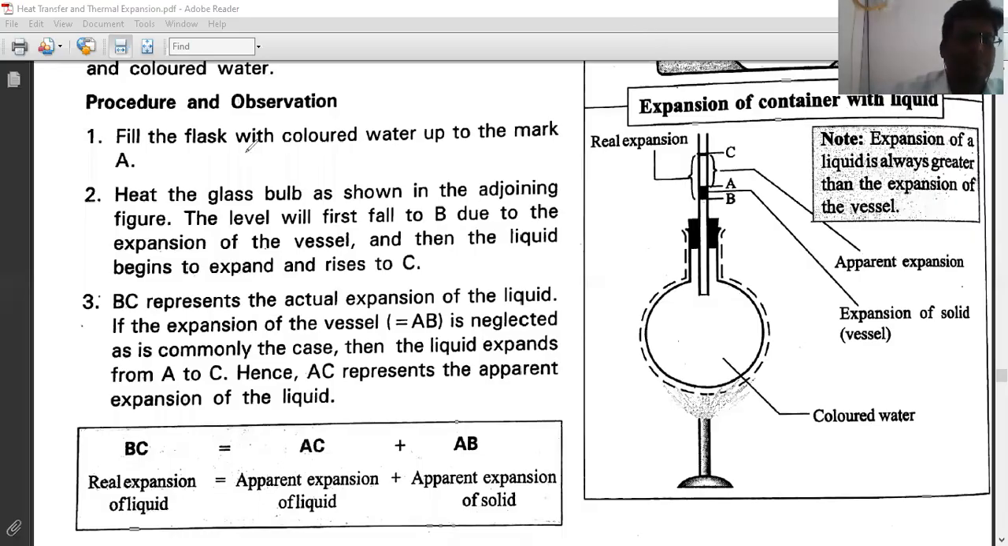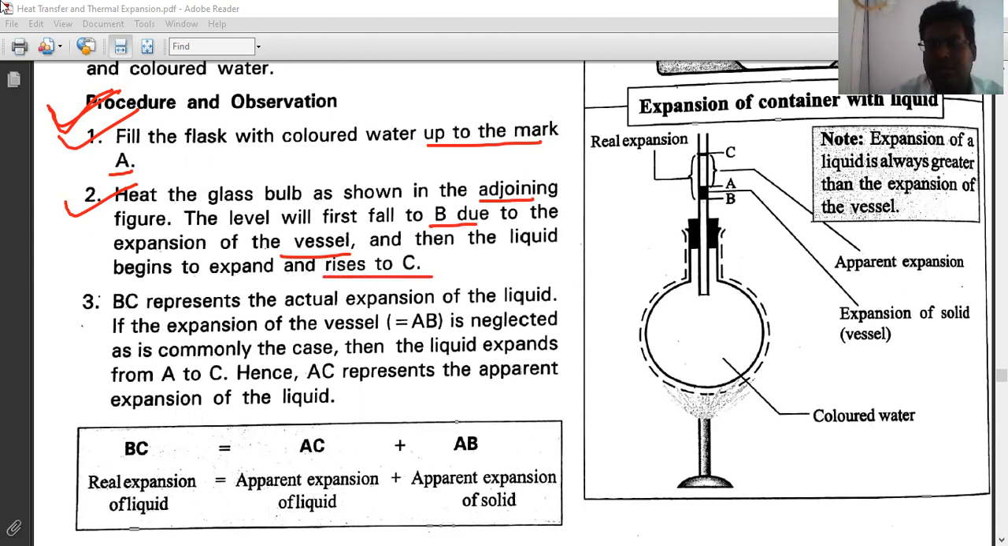Now look at the next procedure. Fill the flask with colored water up to the mark A. Heat the glass bulb as shown in the adjoining figure. The level will first fall to B due to the expansion of the vessel. Then the liquid begins to expand and rises to point C. So you can see that this is colored water. Suppose we fill the water up to point A, it falls down to point B, then expands and rises to point C.